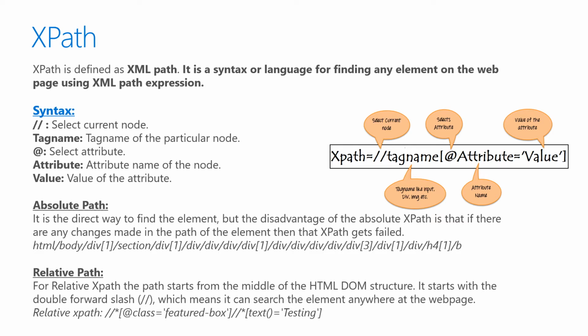Absolute and relative paths are shown below. With absolute path, we go into the XML structure itself from HTML all the way down to this header 4 and bold object. For relative, we can start to query where we could say, in this case, any tag that has a class called feature box. Inside of that, look for any tag that has a value of testing. Here is the current node. Here's a tag name like input or image. We have the select the attributes of the node and the attribute name, as well as the value. And here is the syntax described.